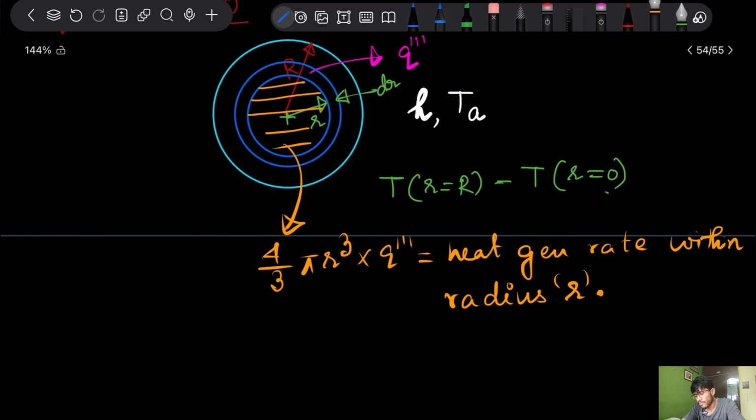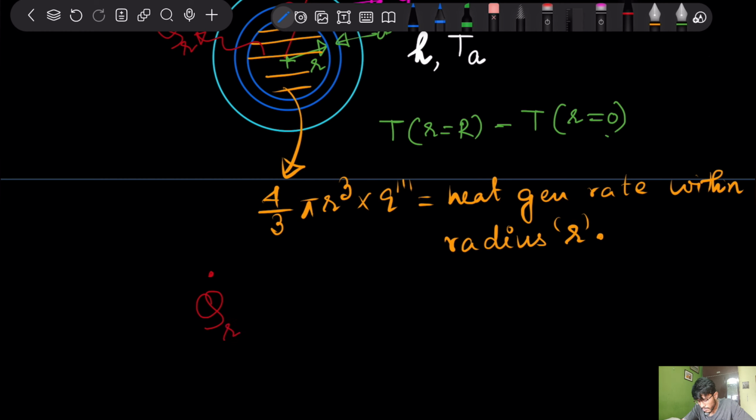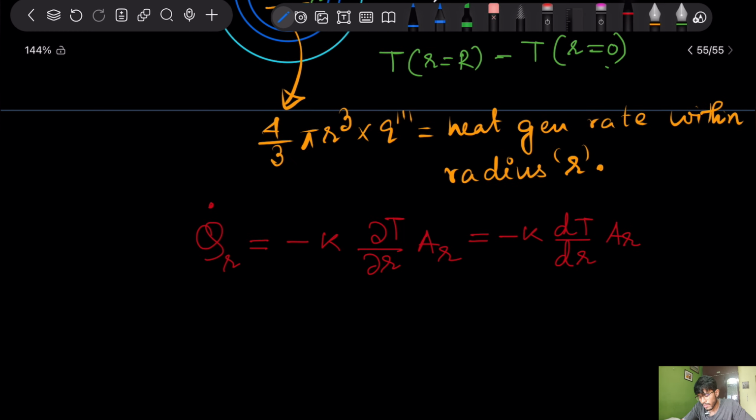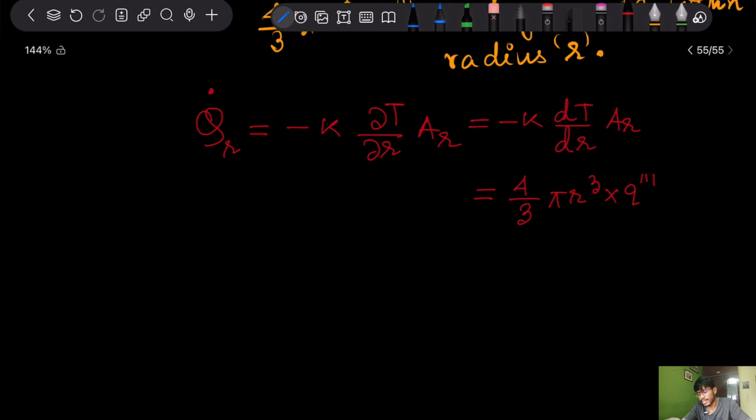So this is the amount of heat that is coming out at the radius small r. That will be minus k dT dr into A of r. This A is the surface area of the smaller sphere of radius small r. I can write this as dT dr, considering only one dimensional heat transfer in the r direction. And this must be equal to the rate at which the heat is generated.